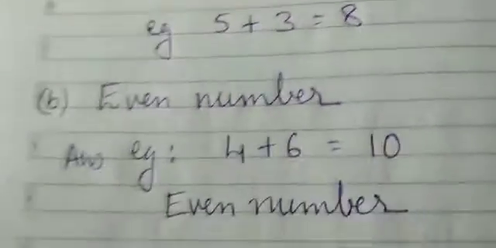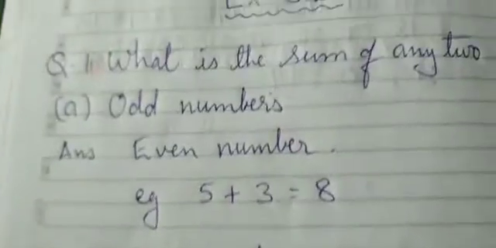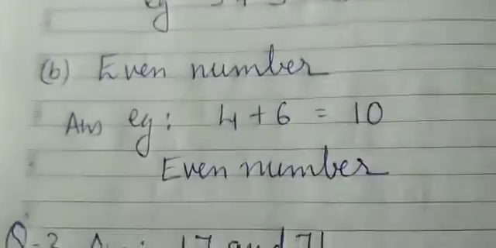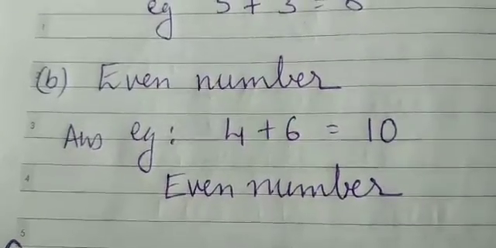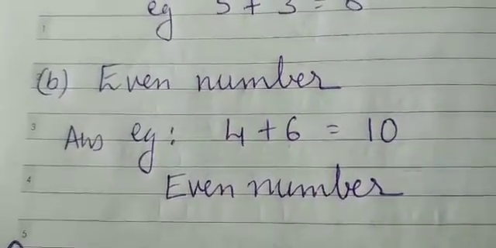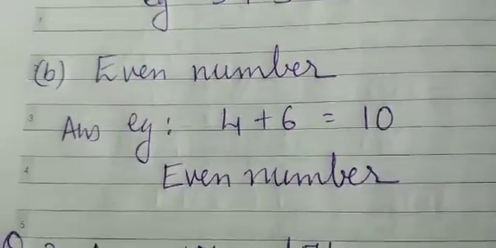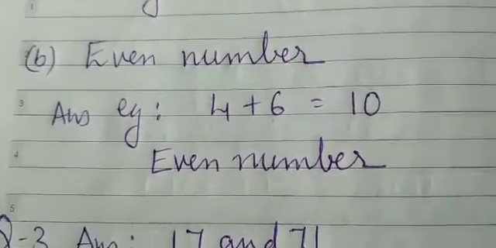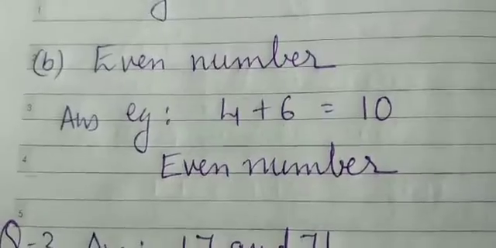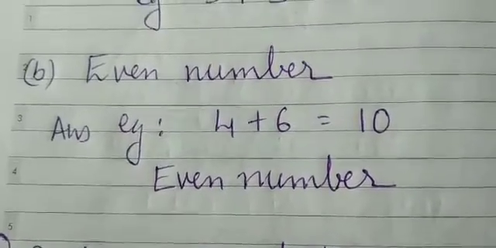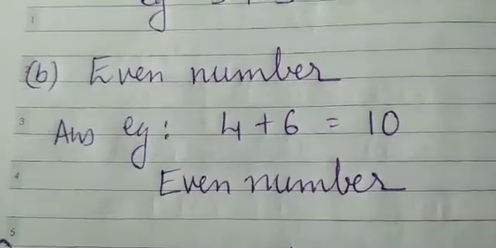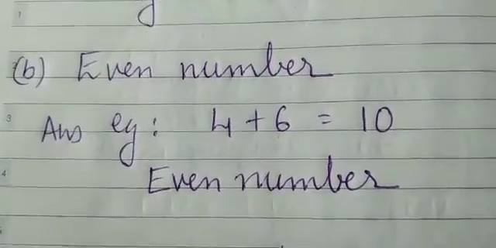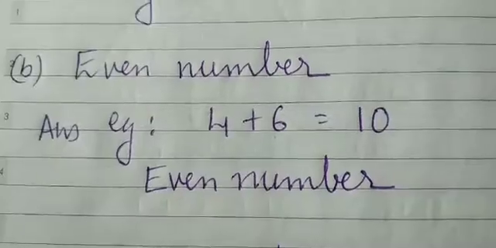Now, the next question is, when we add any two even numbers, what do you get? When we add any two even numbers, we get an even number as an answer. Clear? So here also I've explained it with an example. 4 and 6 both are even numbers, and on adding I got 10, which is an even number.